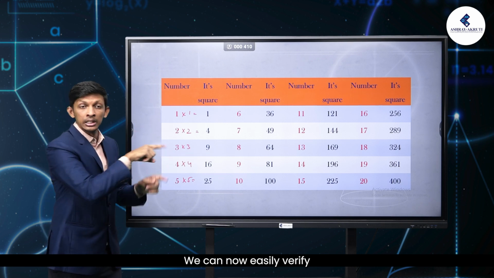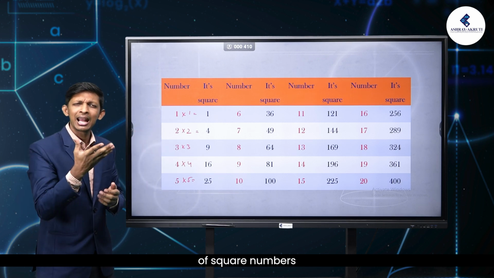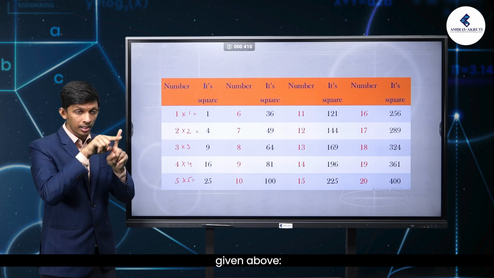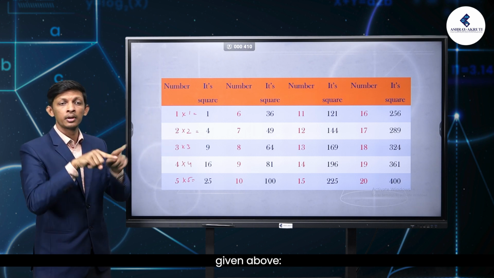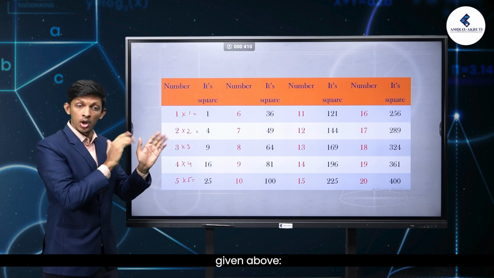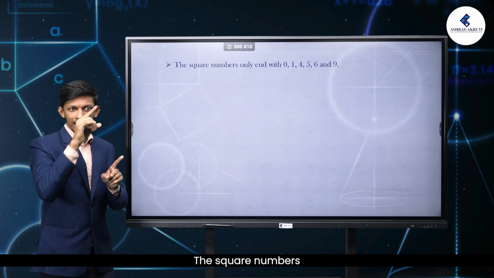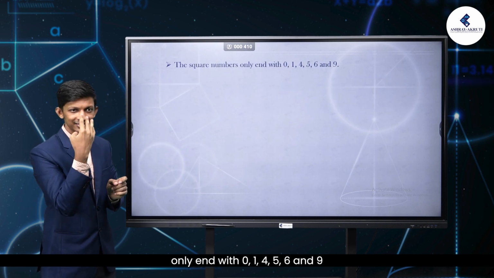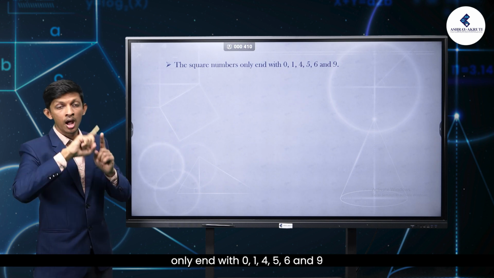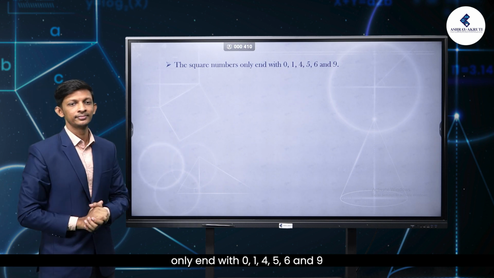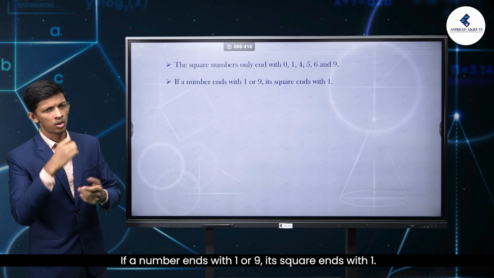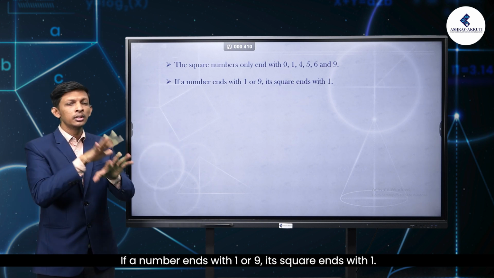We can now easily verify the following properties of square numbers by referring to the table given above. The square numbers only end with 0, 1, 4, 5, 6 and 9. If a number ends with 1 or 9, its square ends with 1.